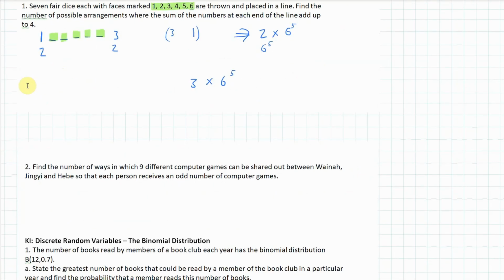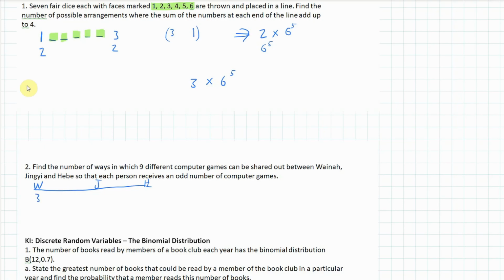Find the number of ways in which 9 different computer games can be shared between Waina, Jingyi, and Hibi, so that each person receives an odd number of computer games. Okay, so let's write the names out here: W, J, and H, and if they have odd numbers, let's have a look.